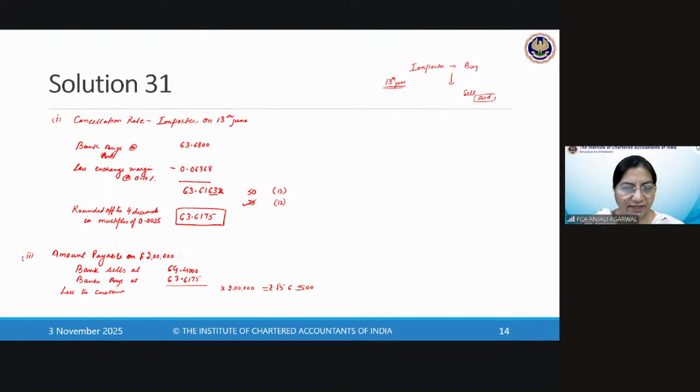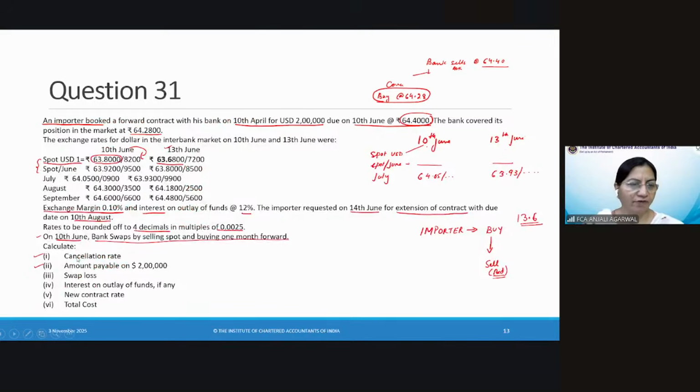So since we have done a lot of questions on cancellation, I'm sure cancellation is very easy for you now. So the loss is 0.7825 per dollar multiplied by $200,000. So it is 1,56,500 rupees. Okay, first part and second part, I hope there is no confusion. Simply cancellation. Cancellation will happen when the customer will approach.